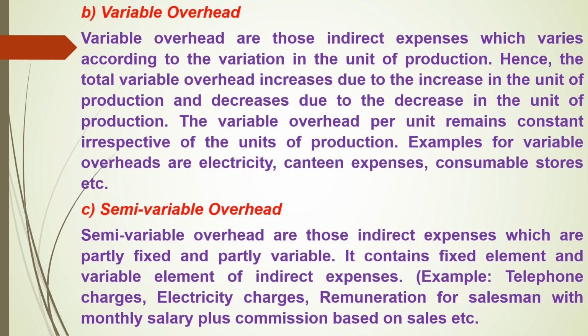C. Semi-variable overhead. Semi-variable overheads are those indirect expenses which are partly fixed and partly variable. It contains fixed element and variable element of indirect expenses. Example: telephone charges, electricity charges, remuneration for salesmen with monthly salary plus commission based on sales, etc.